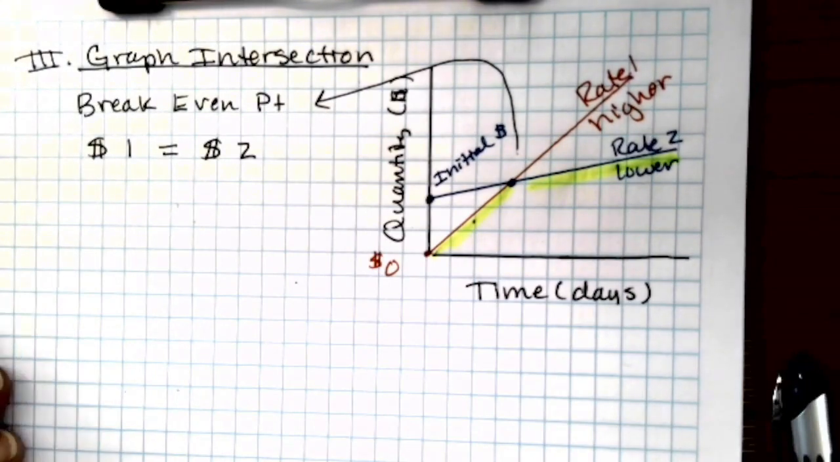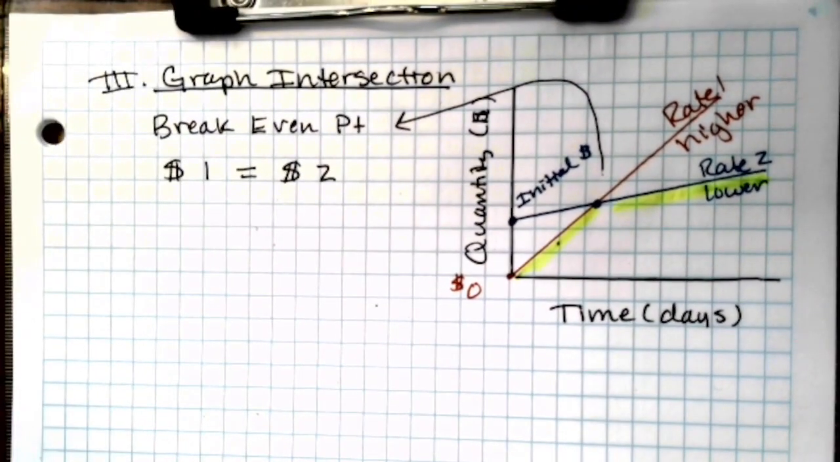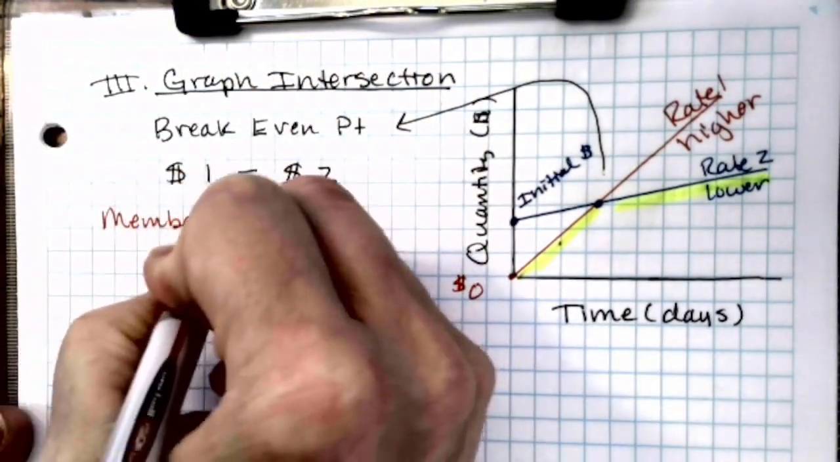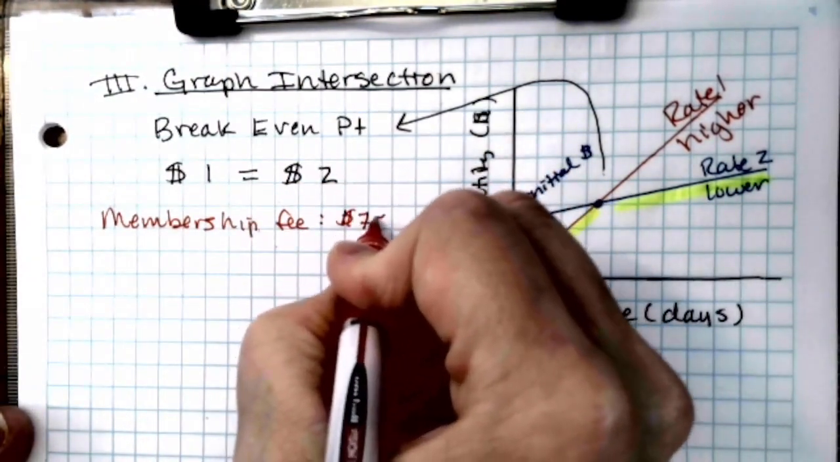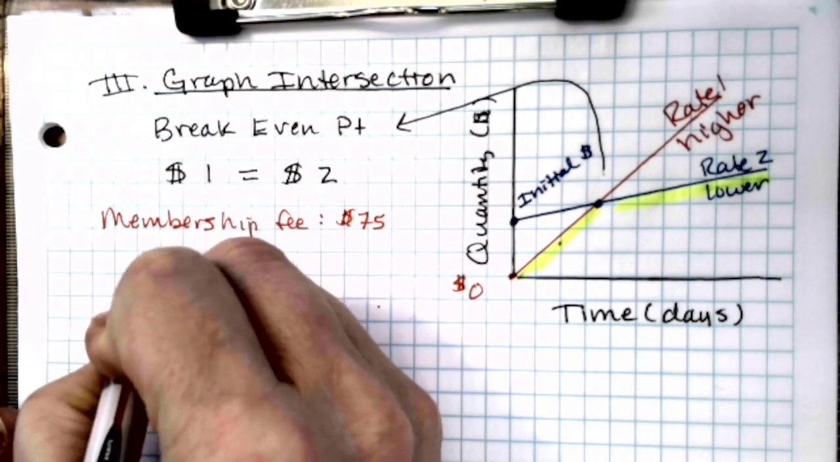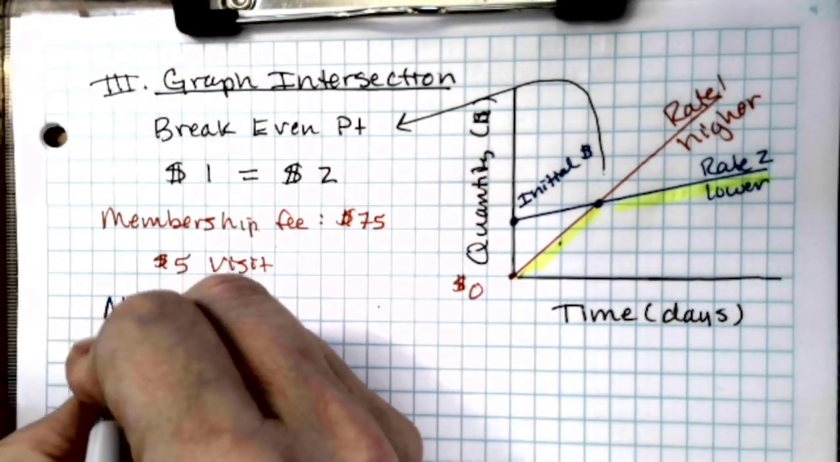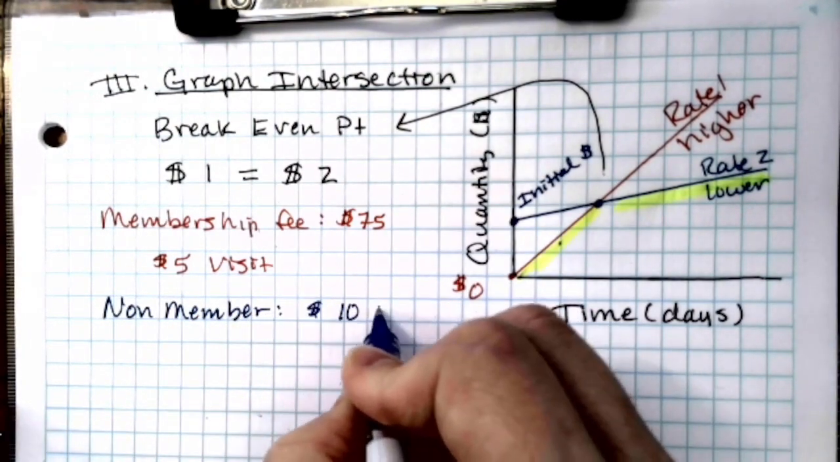So, for example, let's say that you want to go to a gymnasium and you have a membership fee that is $75 a month. And after that membership fee, you're going to pay only $5 a visit. And then we have a non-member fee, which is actually $10 a visit.